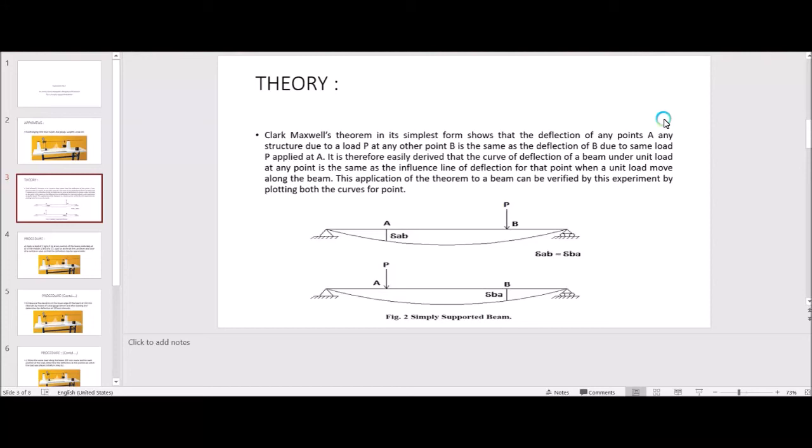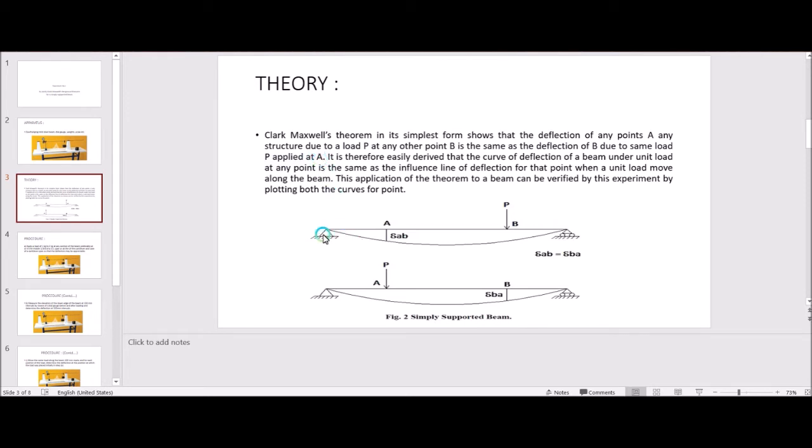In this video we are going to study Maxwell's reciprocal theorem. So what is the theory behind this Maxwell reciprocal theorem? The Clark-Maxwell theorem, in its simplest form, shows that the deflection of any point A of any structure due to the load P at any point B is the same as the deflection of B due to the same load P applied at A.